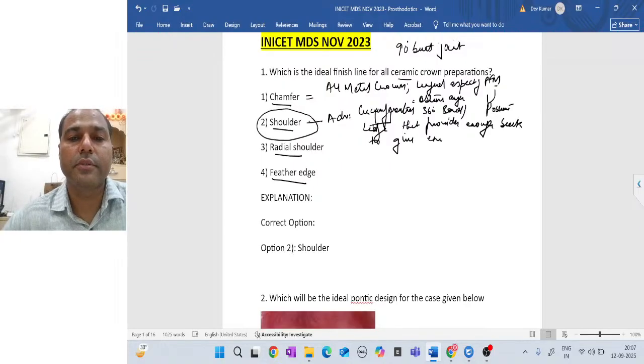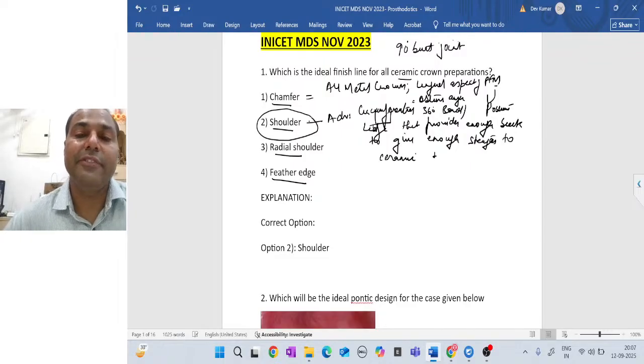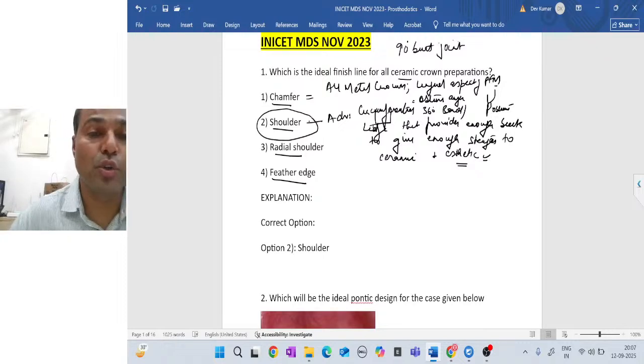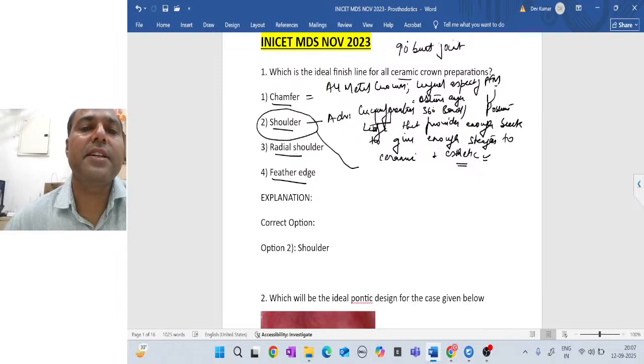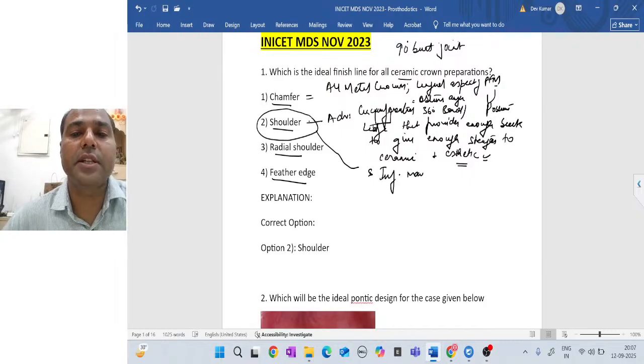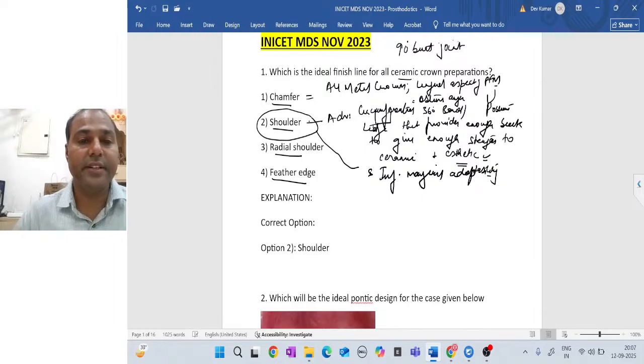to give enough strength to the ceramic, or support to the ceramic, and also if it is in bulk it will be aesthetic. So this is a very big advantage of the shoulder. One major disadvantage of shoulder is that it has got inferior marginal adaptability. Write this down, shoulder has got inferior marginal adaptability.